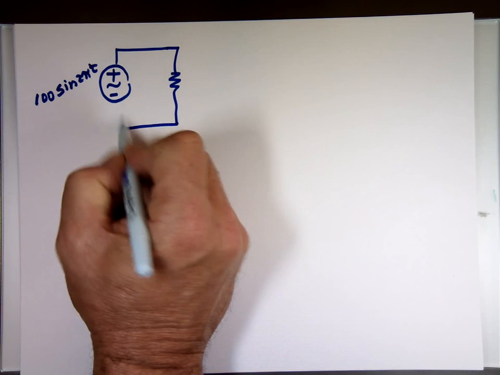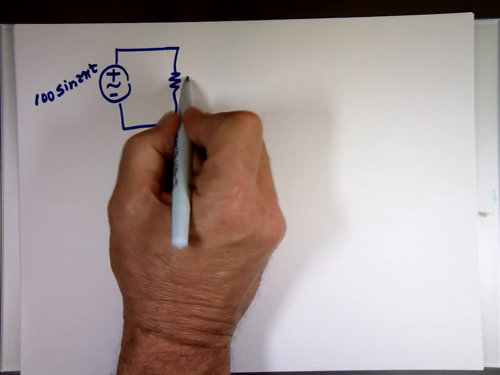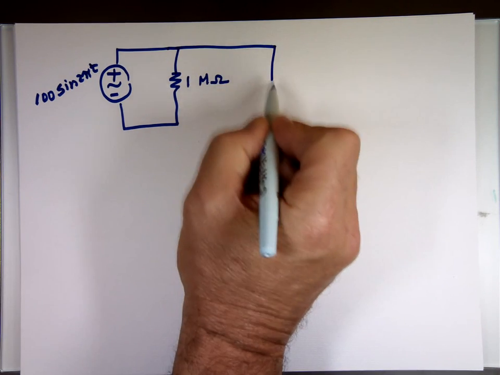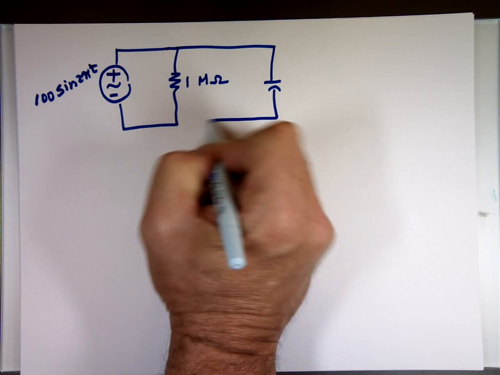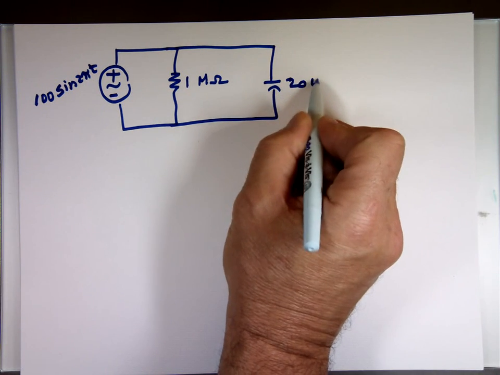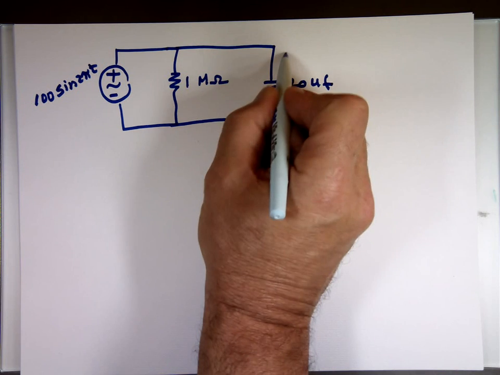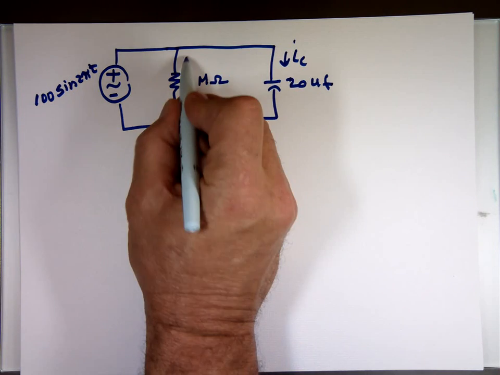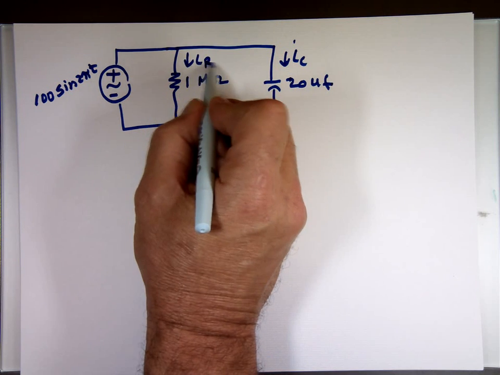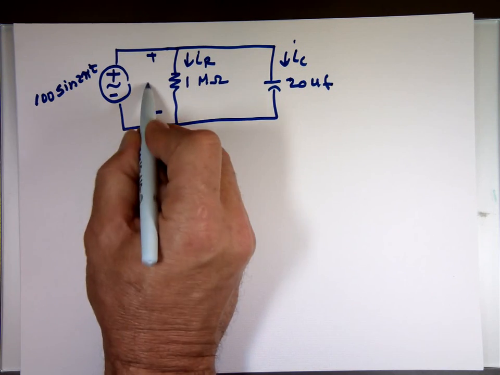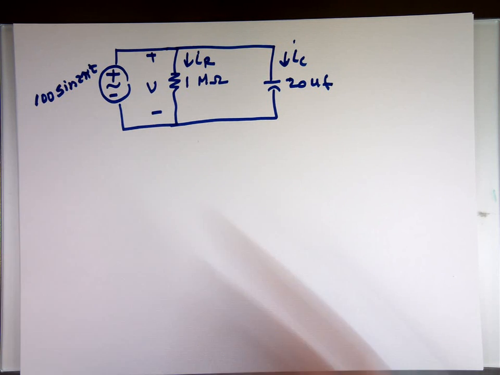We have a 1 mega ohm resistor and a capacitor of 20 microfarad. This is the current through the capacitor, I sub C. This is the current through the resistor, I sub R. And this voltage, they all three are in parallel, we'll call that V. They're all in parallel, so they have the same voltage.